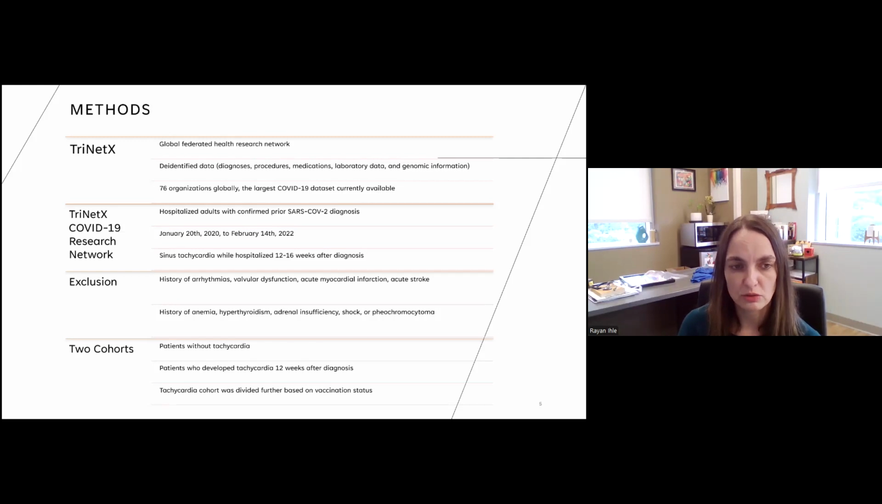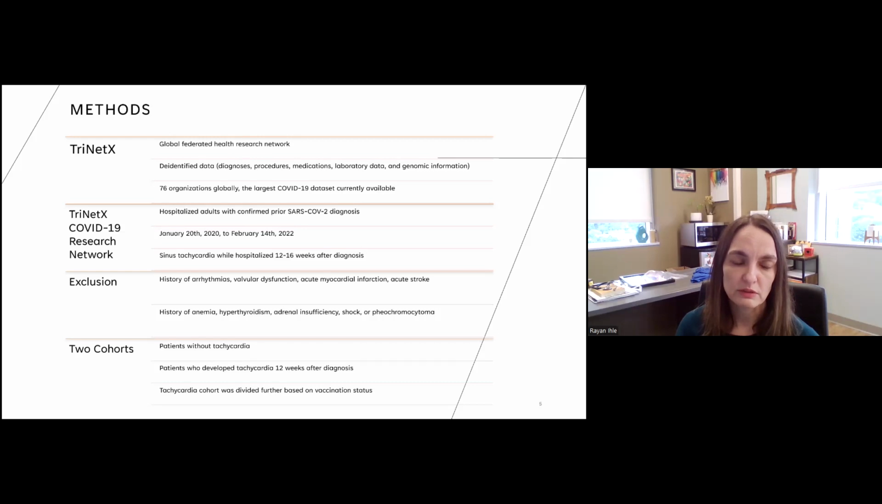We excluded those patients with a history of arrhythmias, valvular dysfunction, acute myocardial infarction, acute stroke, anemia, hyperthyroidism, adrenal insufficiency, shock, or pheochromocytoma. And that's really to try to exclude those patients that may have another secondary cause of tachycardia for their admission.